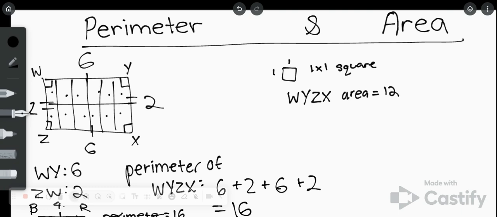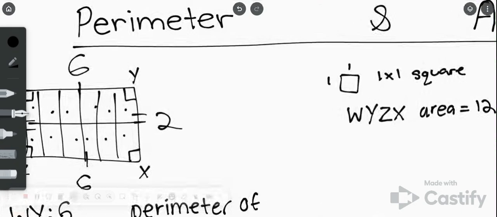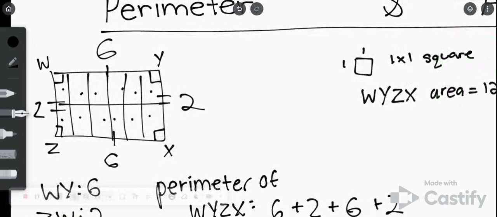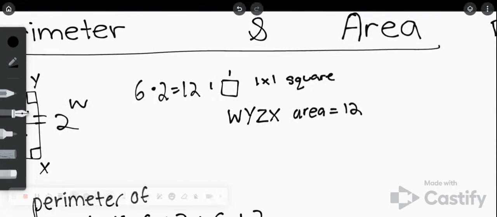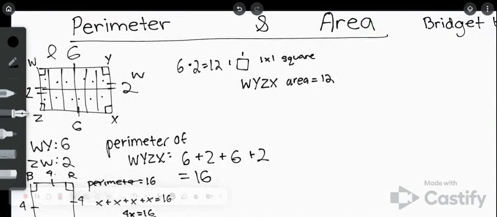Now, if we want to do a simpler way of this, which I'm sure you're already thinking, it's just times length by width. If we times 6 by 2, we would get 12, which is equal to the area when we just counted the 1 by 1 boxes.